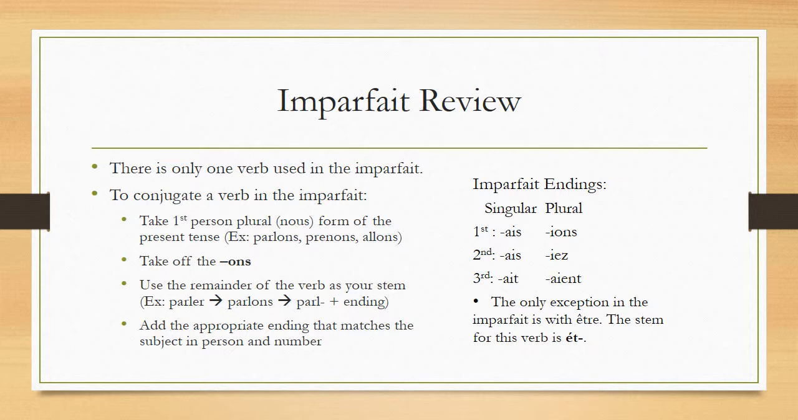So here are the imparfait endings. If you were using parler, it would become parlais, parlais, parlait, parlions, parliez, parlaient. The only exception in the imparfait is with être. The stem for être is ét, with an e with an accent on it, and then you would just add the appropriate ending.